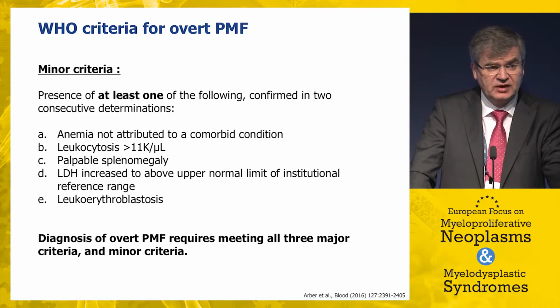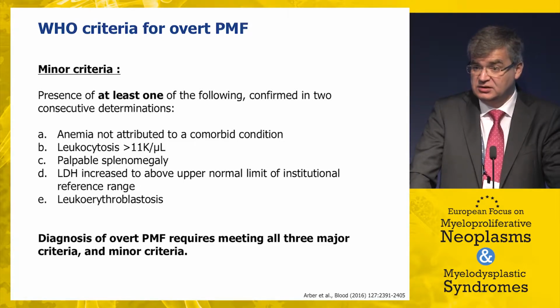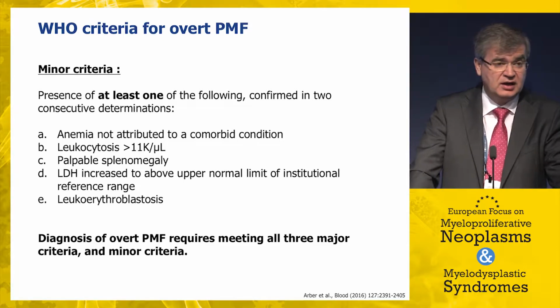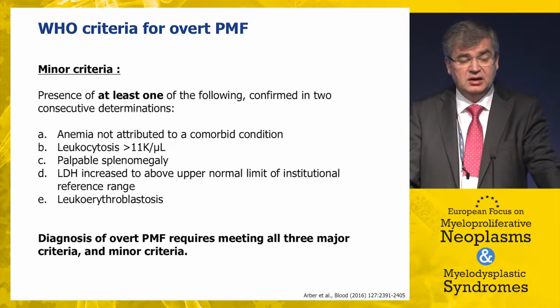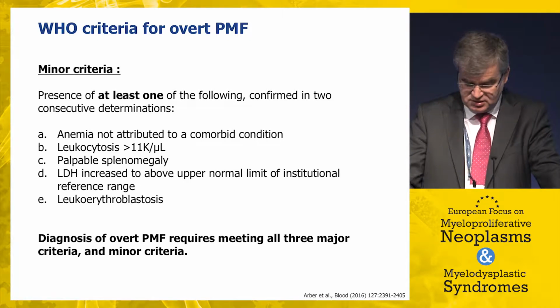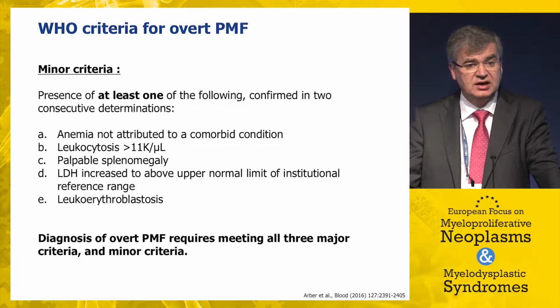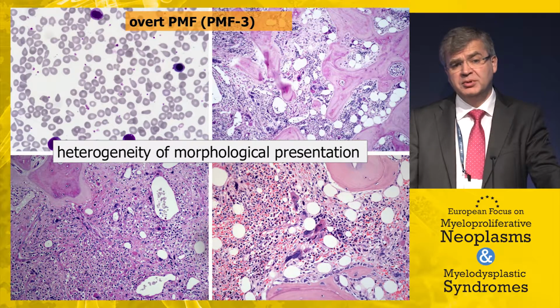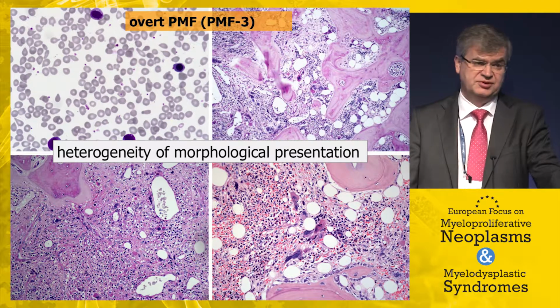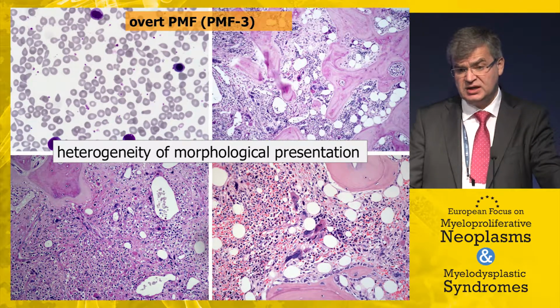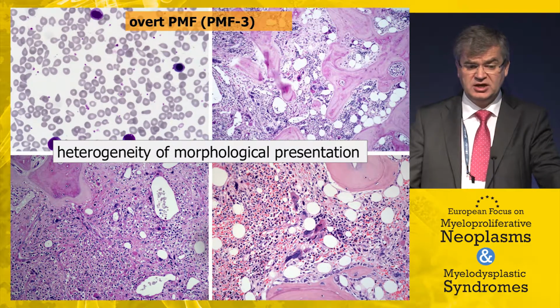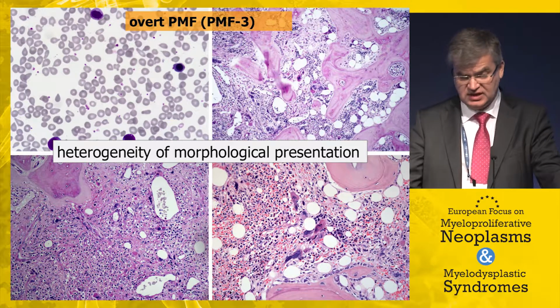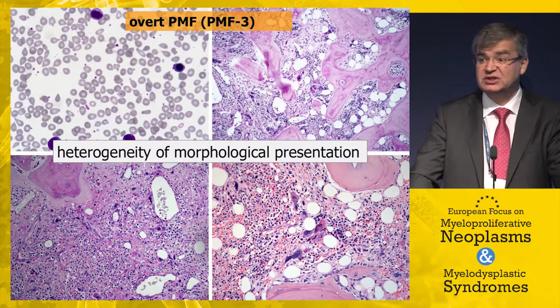The list of minor criteria is amended in the overt stage by leukoerythroblastosis because we know that in the overt stage of PMF we have a high number of circulating blasts, so this makes sense to include this as a clinical criterion. From the WHO, there will be a comment about the heterogeneity of morphological presentation. Even in the advanced stage, we see cases which might be hypercellular, and we also see cases which are hypocellular or even depleted.